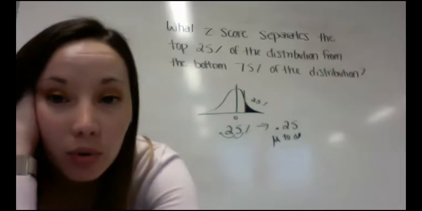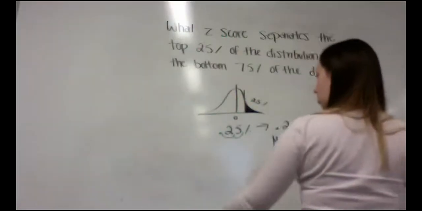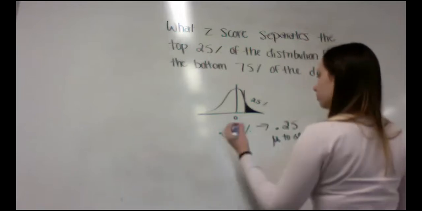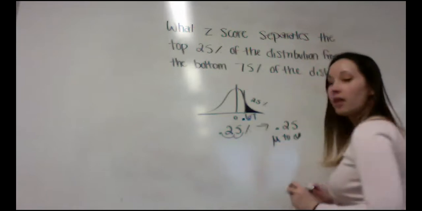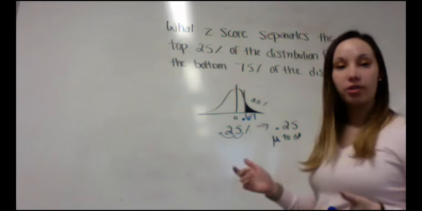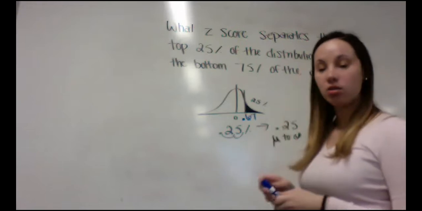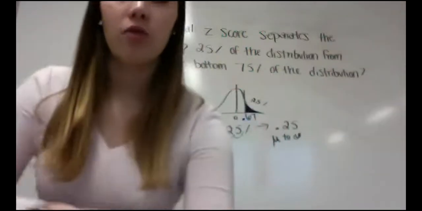So let's go to the board and show you that. So 0.67. That's the z-score that is associated with the top 25% of the distribution. So that's how you would do a problem like that. It's basically kind of working backwards from what we've done in the past.